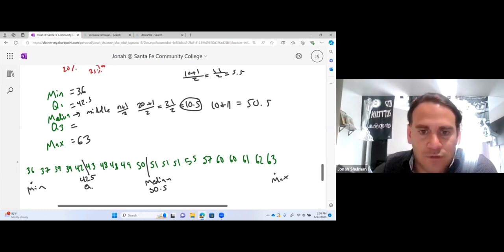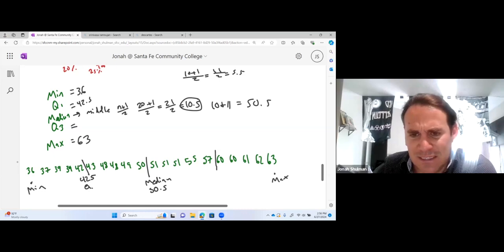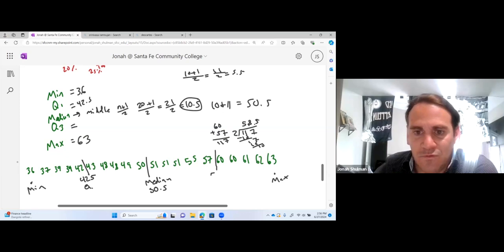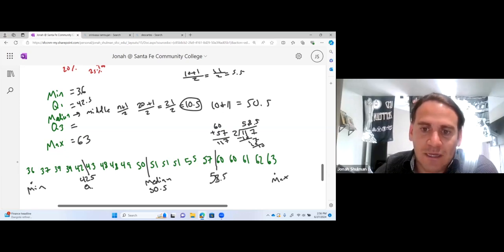And between 57 and 60 should be, well, if you don't know how to find it, this is what I'm doing in my head. I'm doing 60 plus 57, then I cut in half. So that's 117. And what's 117 divided by 2? Well, that's 58.5. That's what I was doing in my head, halfway between them.